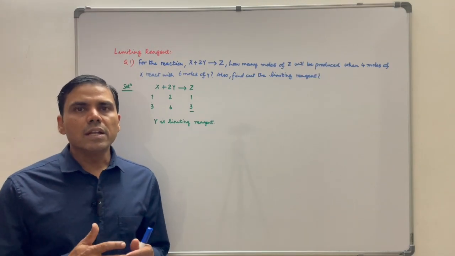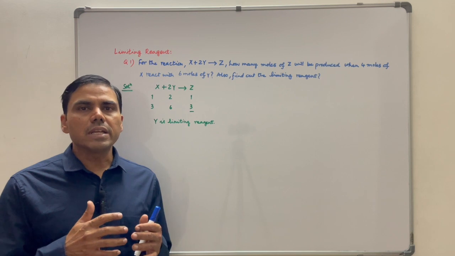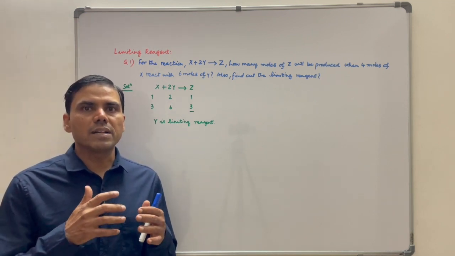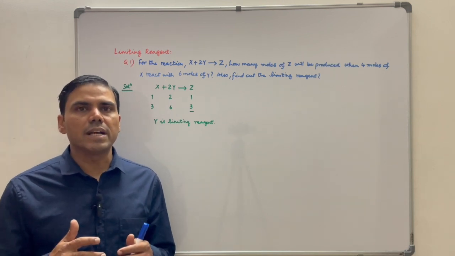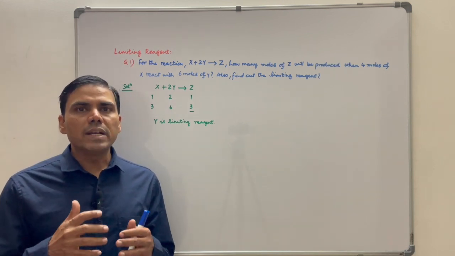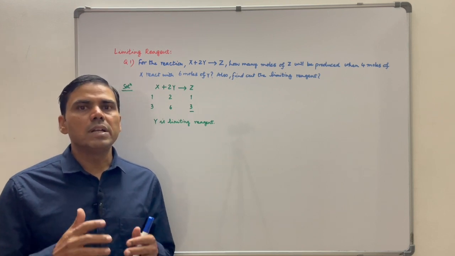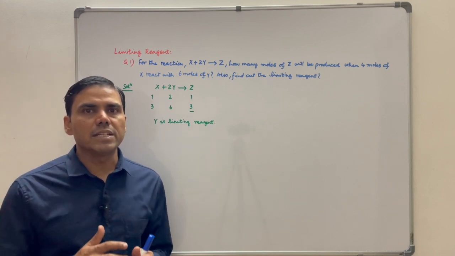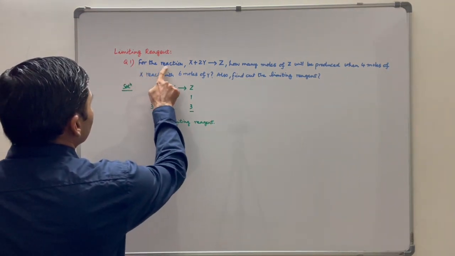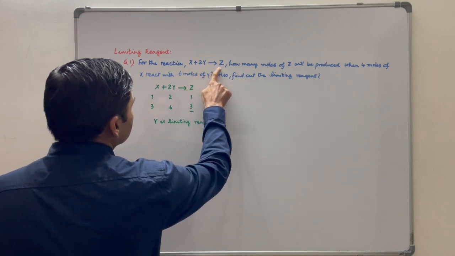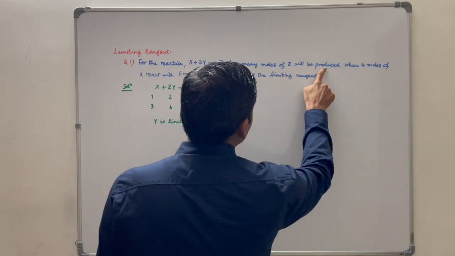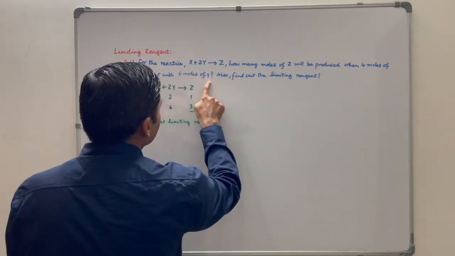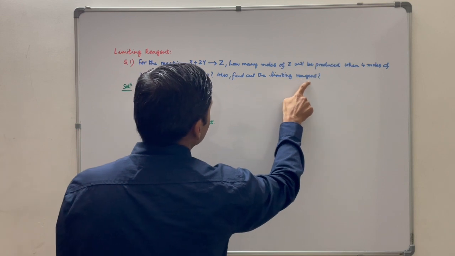Now let us understand the limiting reagent. Many a times in a chemical reaction, the amount of reactants is different from the amount of reactants required in a balanced chemical reaction. In such cases, one reactant gets completely consumed, limiting the amount of product formed. Such a reactant is called a limiting reagent. Let us see this question. For the reaction X plus 2Y makes Z, how many moles of Z will be produced when 4 moles of X react with 6 moles of Y? Also, find out the limiting reagent.